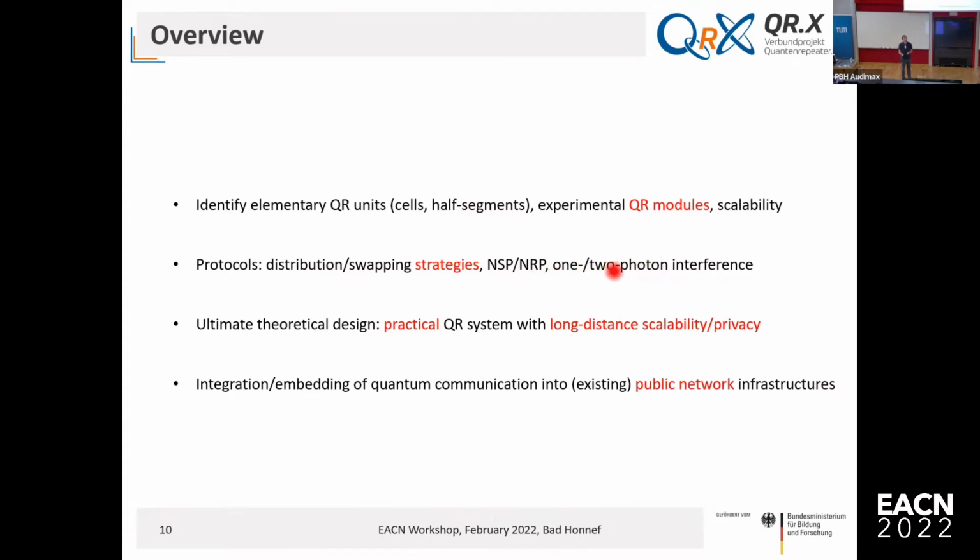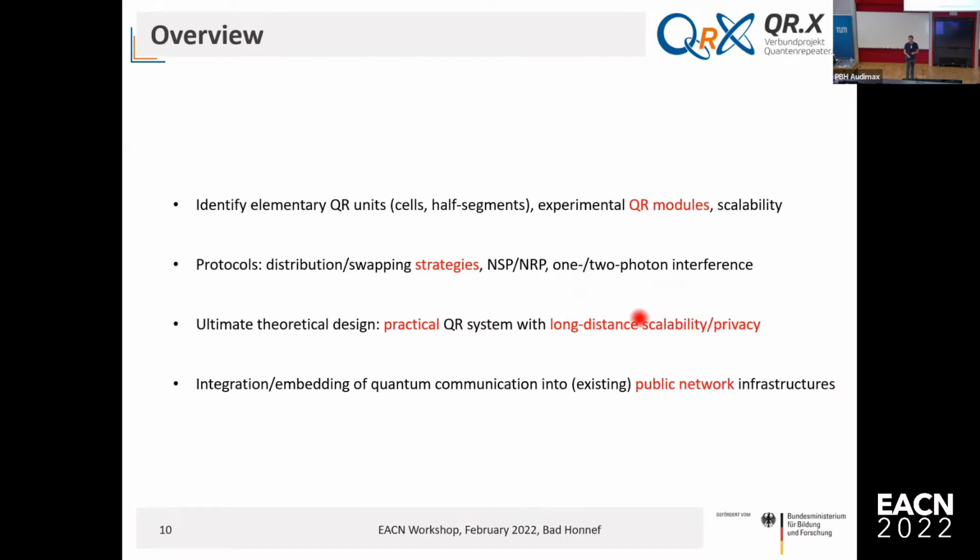And there's also this twin field QKD, which is not memory based, but one can actually consider a memory assisted twin field QKD scenario as well, and that would be based on this one photon interference. So from a theoretical point of view, we can of course consider many more protocols, all based on this general basic setting that I introduced at the beginning. And then ultimately, the theory should allow us to give advice to the experimentalists towards building practical quantum repeater systems with both long-distance scalability and long-distance privacy.